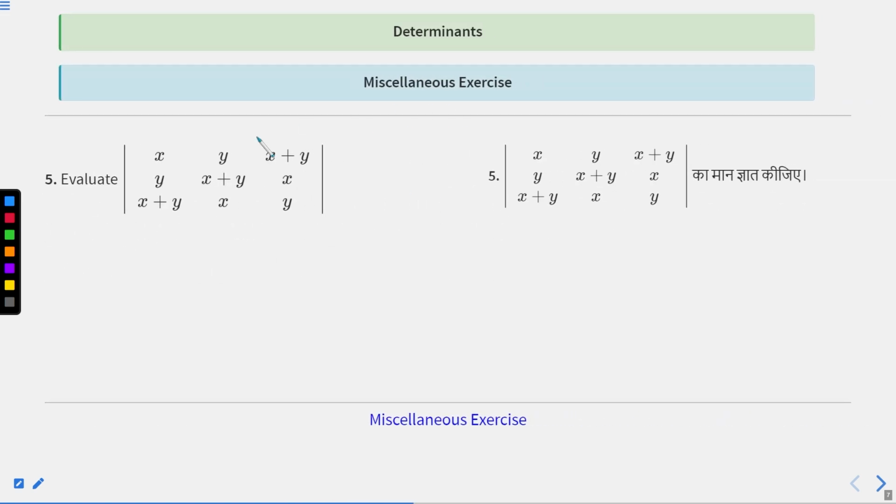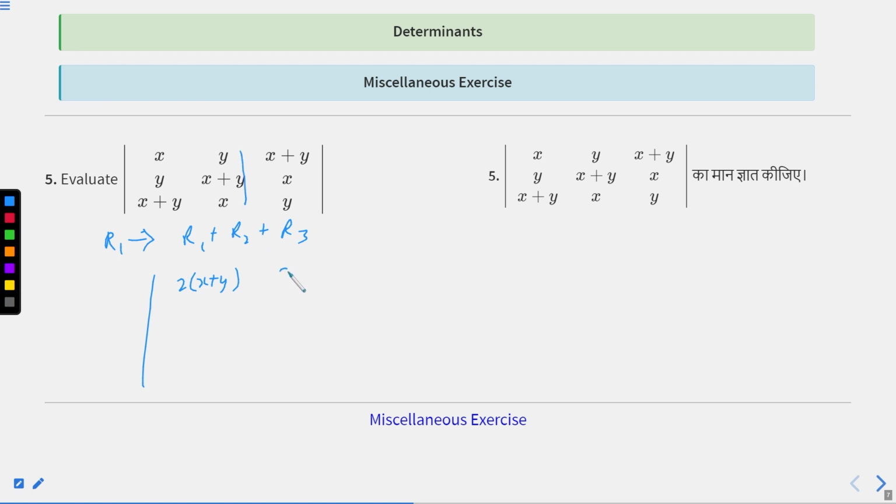Now for this problem, we have to evaluate this determinant. Here we will be using not the conventional way but the properties. So what I will be doing is adding rows. R1 will be R1 plus R2 plus R3. So I will make x plus y plus x plus y, so I will have 2 times x plus y here. Same thing will be here.